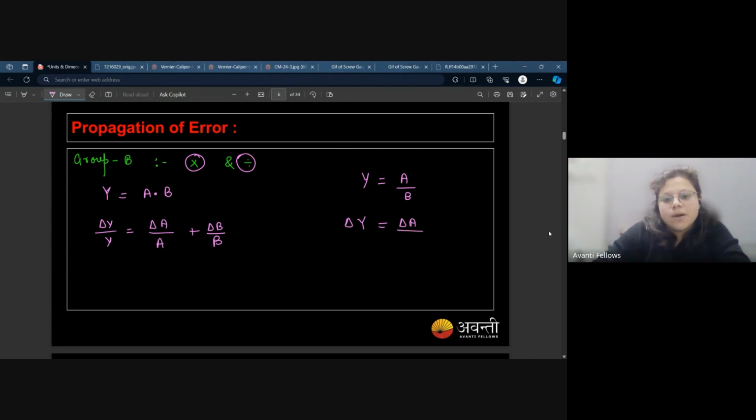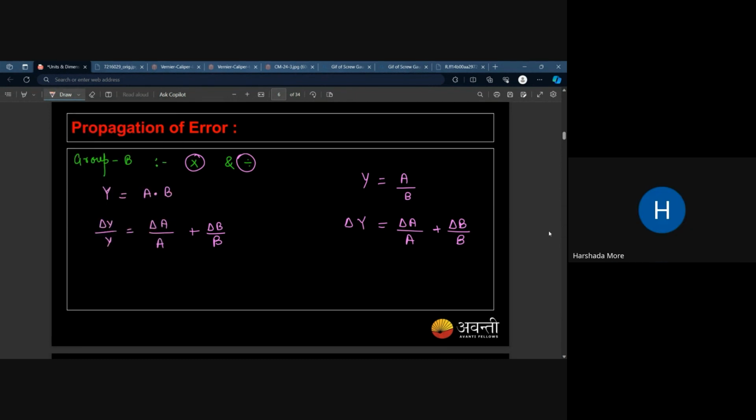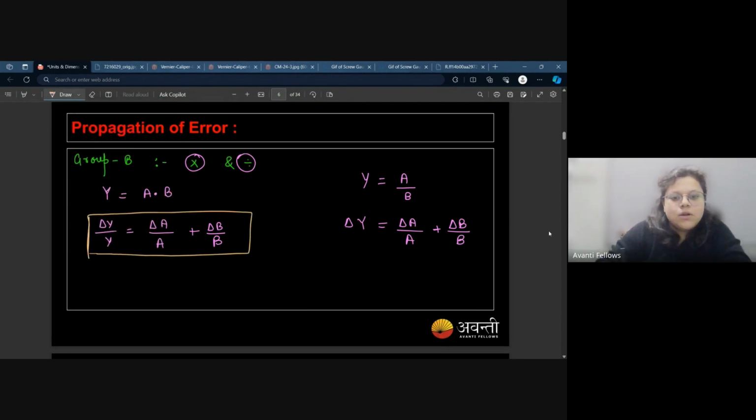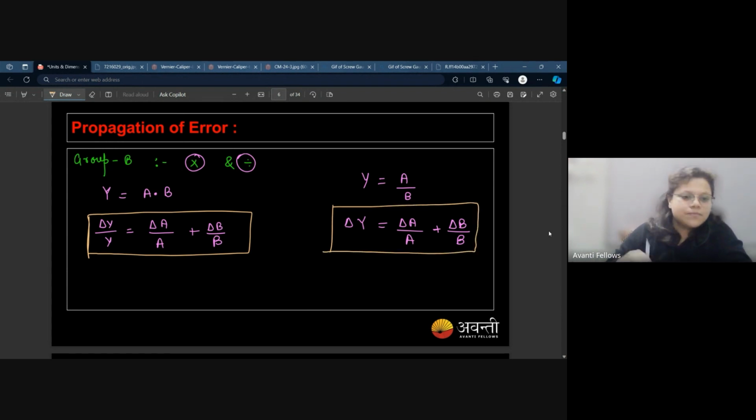As I said, when it comes to the propagation of error, there is no such concept like subtraction. You always add the errors. Is that okay? Yes, ma'am. That's cool. Let's solve a few questions on the propagation of error. Okay?